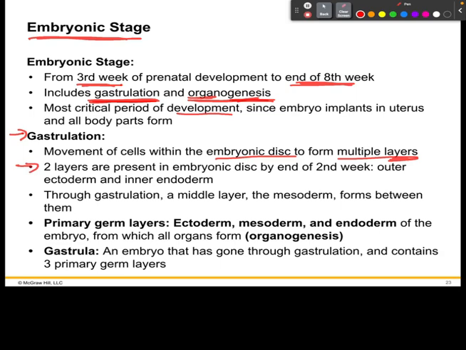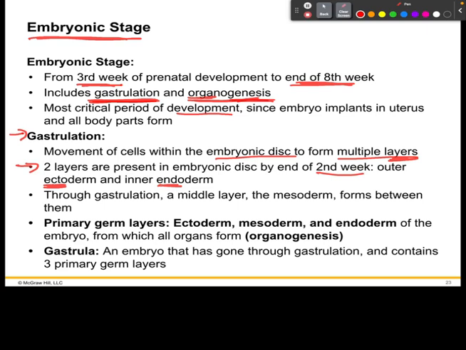The two layers are present in the embryonic disc by the end of the 2nd week. The outermost layer is called the ectoderm, ecto for outer, and the innermost layer is the endoderm, endo for inner. So that's kind of nice. If you understand the terms, ecto is out, endo is in, it makes sense.